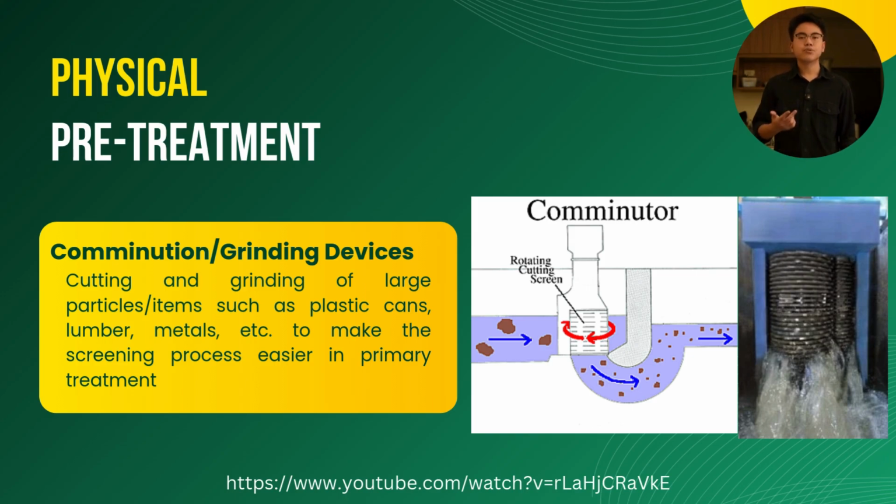So the first pre-treatment is essentially the physical one. What happens is a process called comminution, where we use grinding devices to essentially break down massive items. For example, it could be lumber, metal bars, or maybe even plastic bottles that somehow ended up in the wastewater system. These get ground up into smaller particles so that they can be filtered out by the screens later.